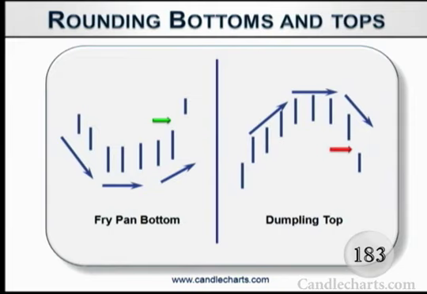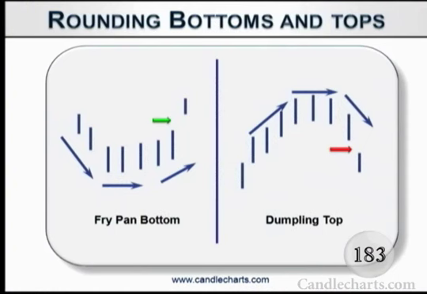And the Japanese add another dimension, which I like, by adding windows. And they have some, I don't know why, but they have some food terminologies, a fry pan bottom and a dumpling top. And don't worry about remembering this. Essentially, a fry pan bottom is a rounding bottom with a gap higher. And I like that because that rounding bottom is showing us the market is gradually increasing strength. And the final kicker is that gap higher.